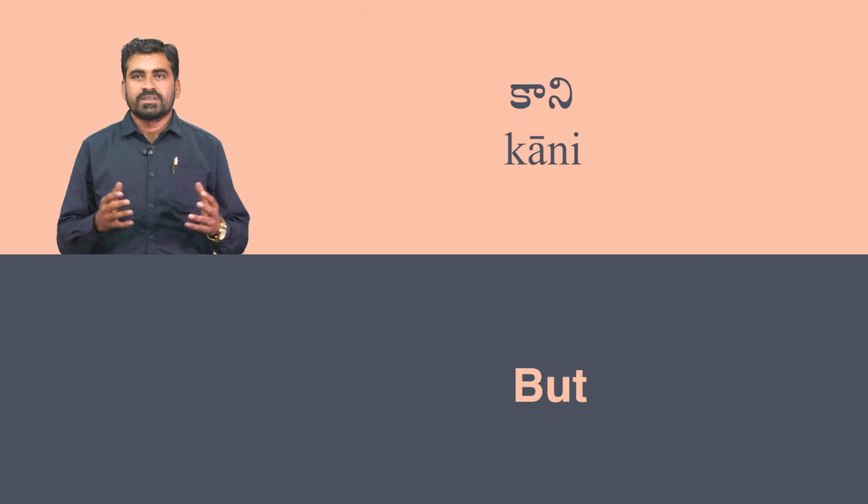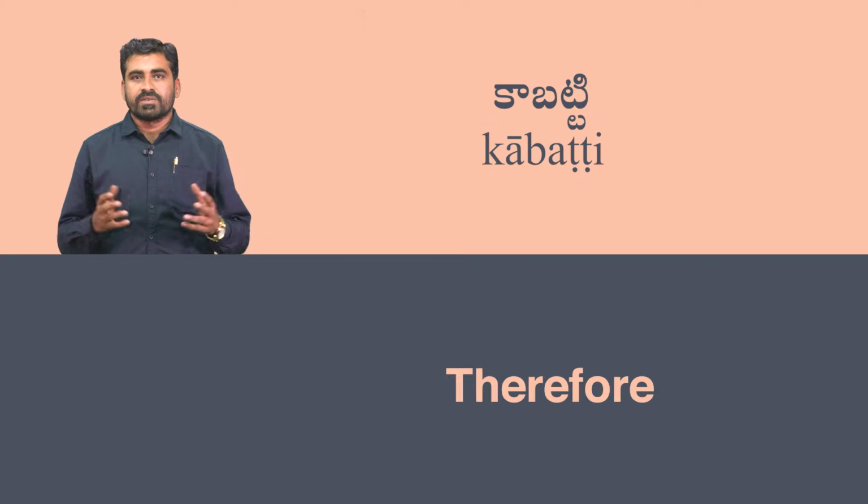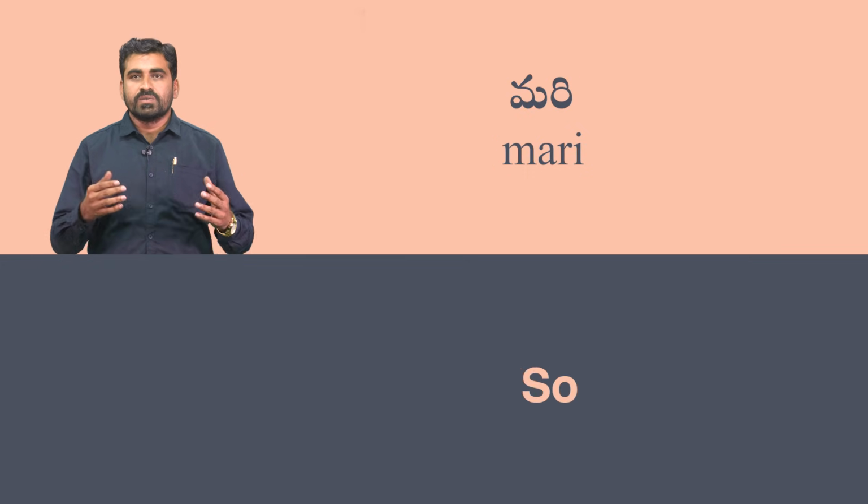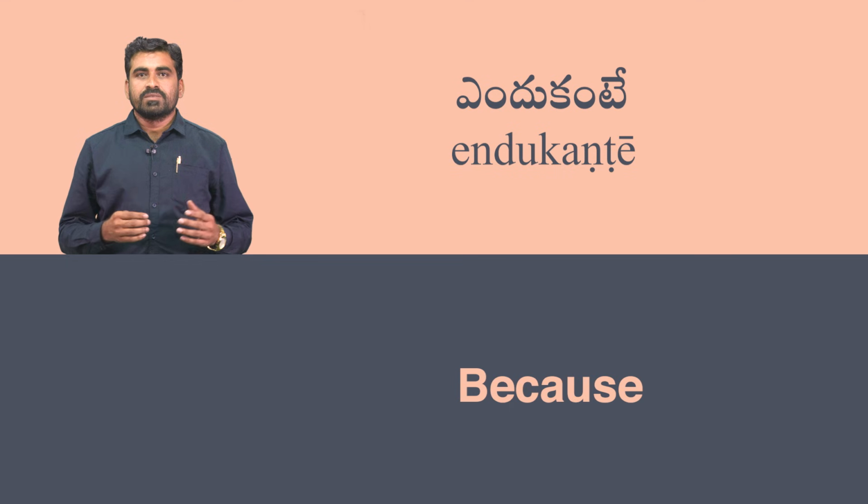Introduction. This lesson introduces learners to conjunctions in Telugu, which are essential words that connect ideas, sentences or clauses, such as kani, which means but, kabatti, which means therefore, aithe, which means however or if, mari, so, endukante, because, minaha, except. By learning these conjunctions, students can form more complex and meaningful sentences, moving beyond simple statements to express cause and effect, contrast, reason and exceptions.